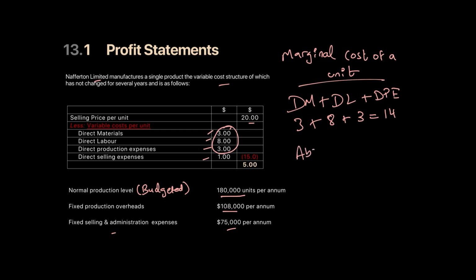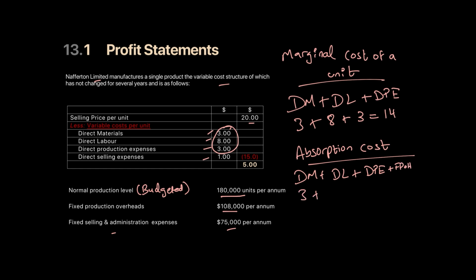Now if I were to calculate the absorption cost of a unit, what would be added? Direct material, direct labor, direct production expense, but it would also include fixed production overhead per unit as well. So 3, 8 and 3 remains there. Fixed production overheads are 108,000, but we need to trace it on a per unit basis, so the expected production level is 180,000. So I can say that will be 108,000 divided by 180,000 units.